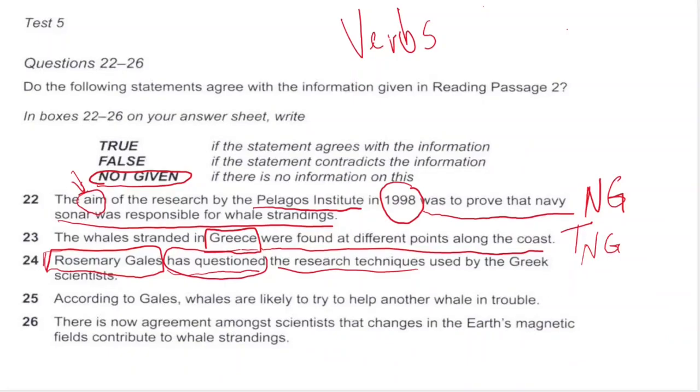Question number 25. According to Gales, whales are likely to try to help another whale in trouble. The keyword here is again Gales, the same keyword we just found. So the answer should be very close to the one we just read for question number 24. And the most important piece of information in this statement is that whales are likely to try to help each other. Very simple. Let's go back to the passage and see.